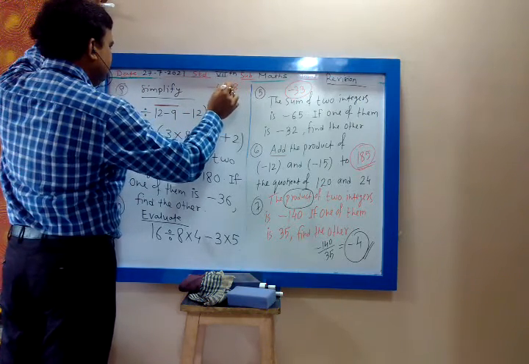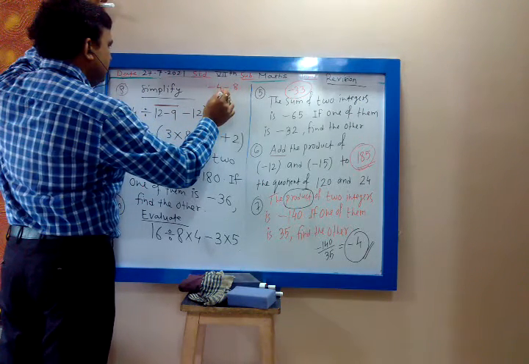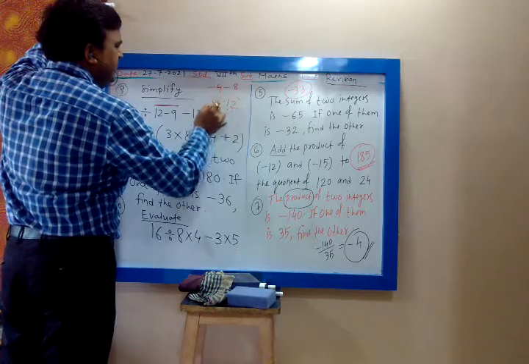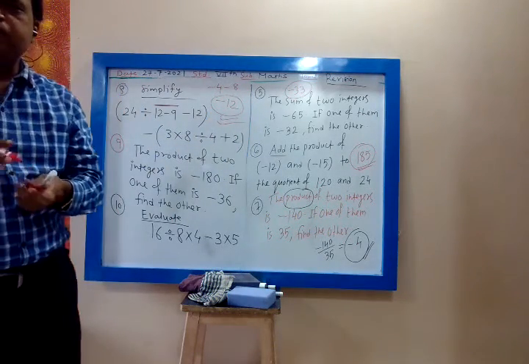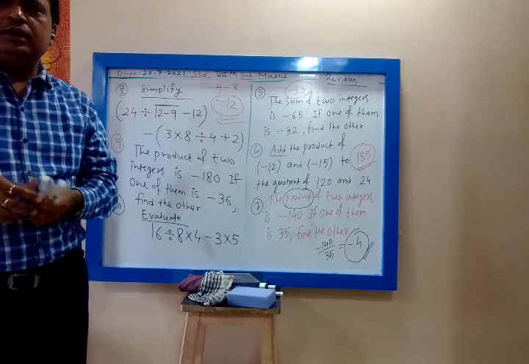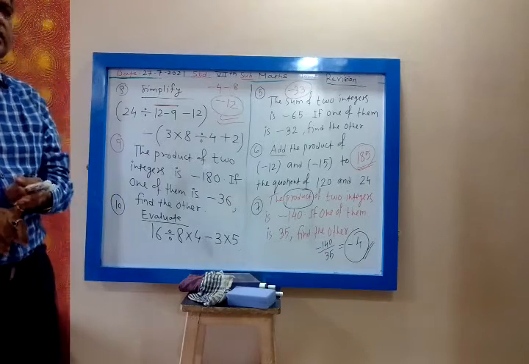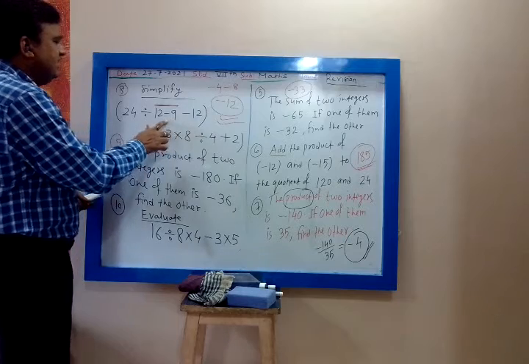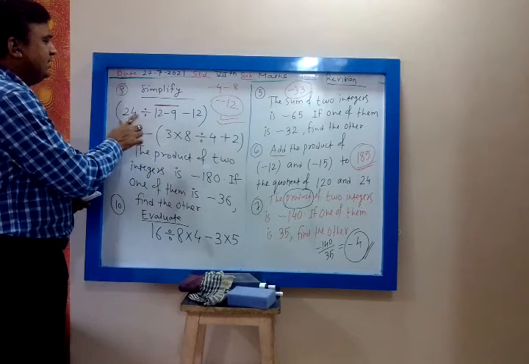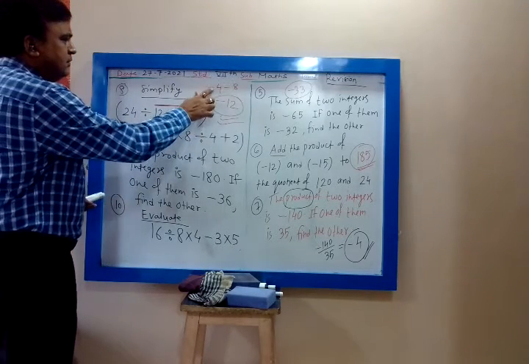What is the answer? Minus 12. Minus 12 is the absolute correct answer. Who said minus 12? Yes. Shreya Veera, very good. Minus 12 is the absolute correct answer, my dear. This will be 12 minus 9, 3. 24 divided by 3 is 8. 8 minus 12 is minus 4.